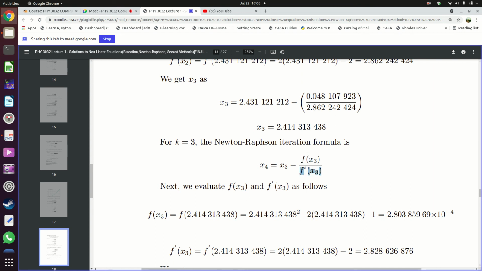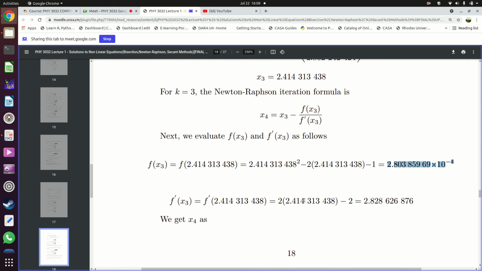In this case, f of x3 is f of 2.414313483. So you have 2.414313483 squared minus 2 times 2.414313483 minus 1. You end up with 2.80385469 times 10 to the power minus 4. Then next, the value of the derivative at this particular value.